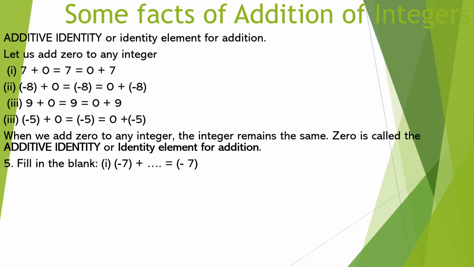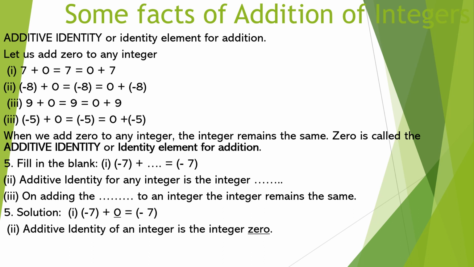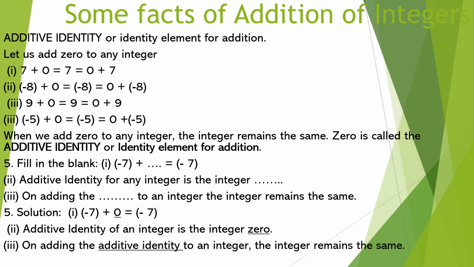Fill in the blanks. What should we add to minus 7 to get minus 7? 0. Additive identity for any integer is the integer 0. On adding the additive identity to an integer, the integer remains the same.